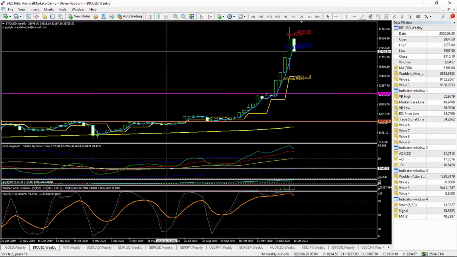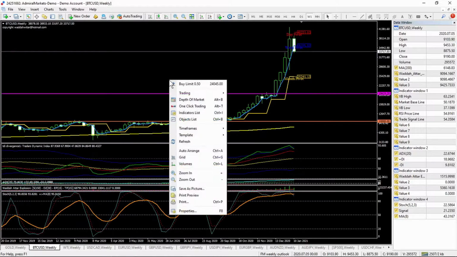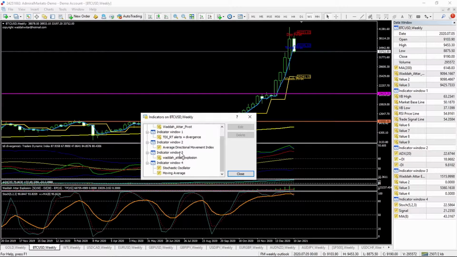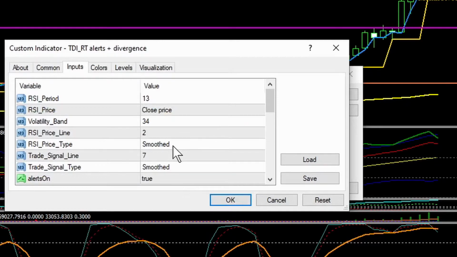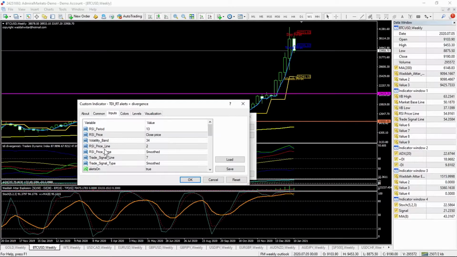One other thing, just so you guys might want to use this: it's called the TDI RT alerts and divergence, and I put the price line, the RSI price, on smooth, and the trade signal line on smooth. So that's the green, the RSI, and the trade signal line, the red, on smooth. And the rest I left alone.